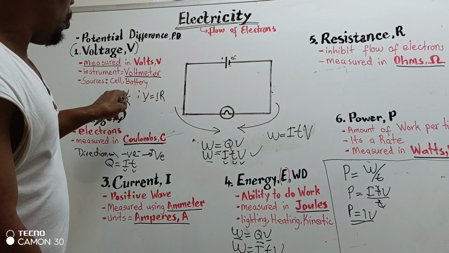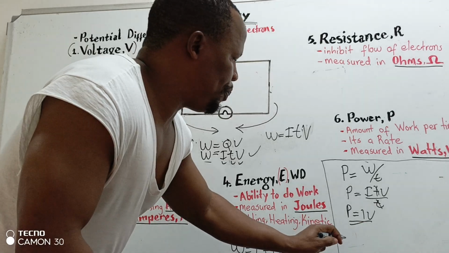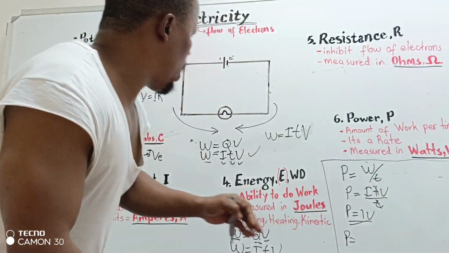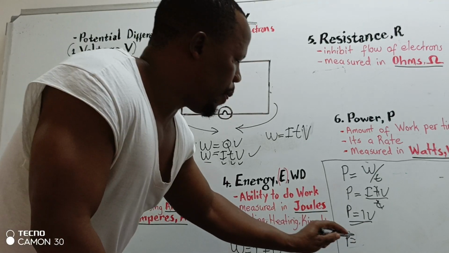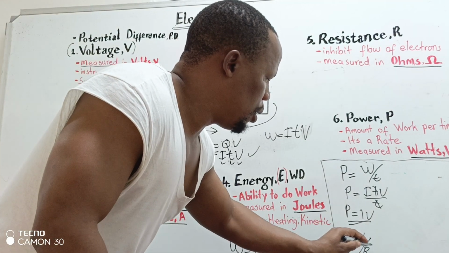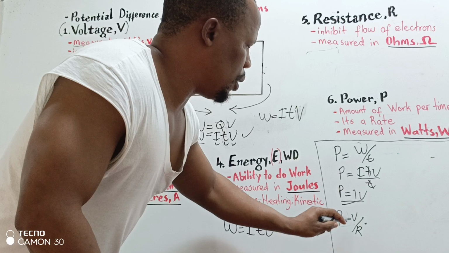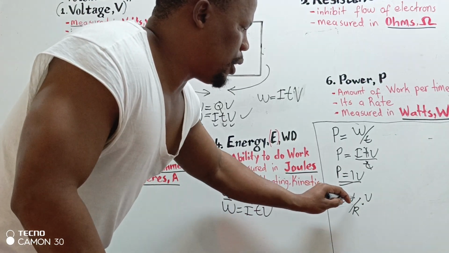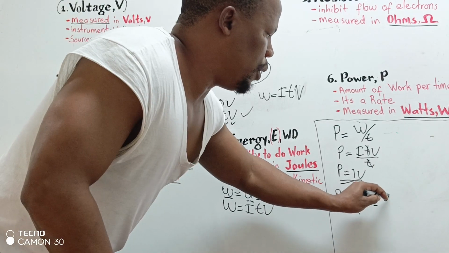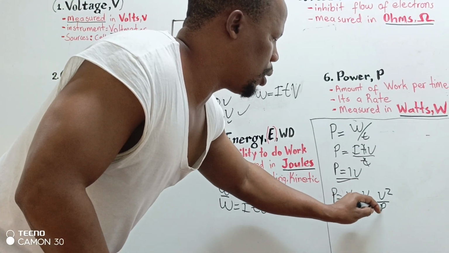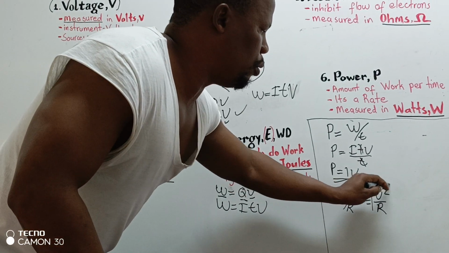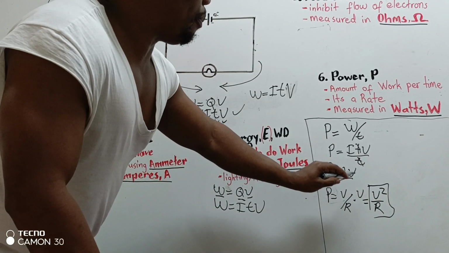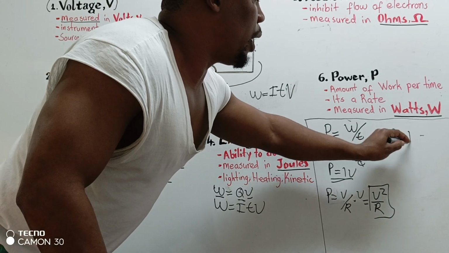I equals V over R. So power is equals to IV, right? So how do I go? V over R times V. I replace I with V over R, then you multiply by V. V times V is V squared over R. So power equals V squared over R.